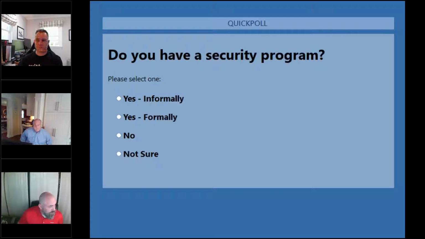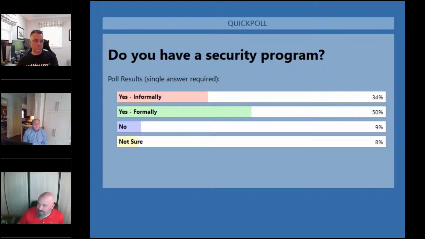Great. So we're just curious to see if you have a security program in place already. We'll give everyone about 30 seconds to react here. People are still voting, and we'll share the results after I close this out. Just give people a few more seconds. It's CPE credit, so you want to make sure that everybody that needs the credit participates in the polls. Everyone's voted. Let's share. Looks like the majority do have some sort of security program.